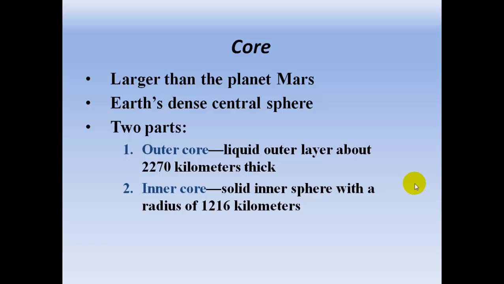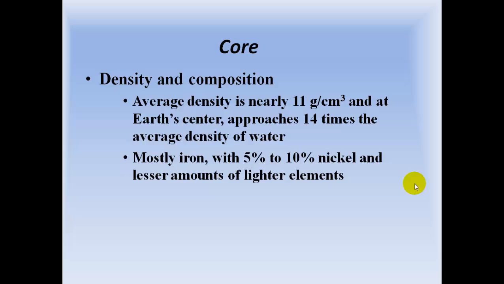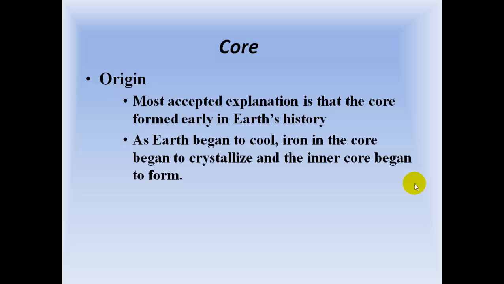The core is larger than the planet Mars. Earth's densest central sphere has two parts. The outer core is a liquid outer layer about 2,200 kilometers thick, and the inner core is a solid inner sphere with a radius of 1,200 kilometers. Density and composition: the average density is nearly 11 grams per cubic centimeter, approaching 14 times the density of water at Earth's center. Mostly iron, with 5 to 10% nickel and lesser amounts of lighter elements.